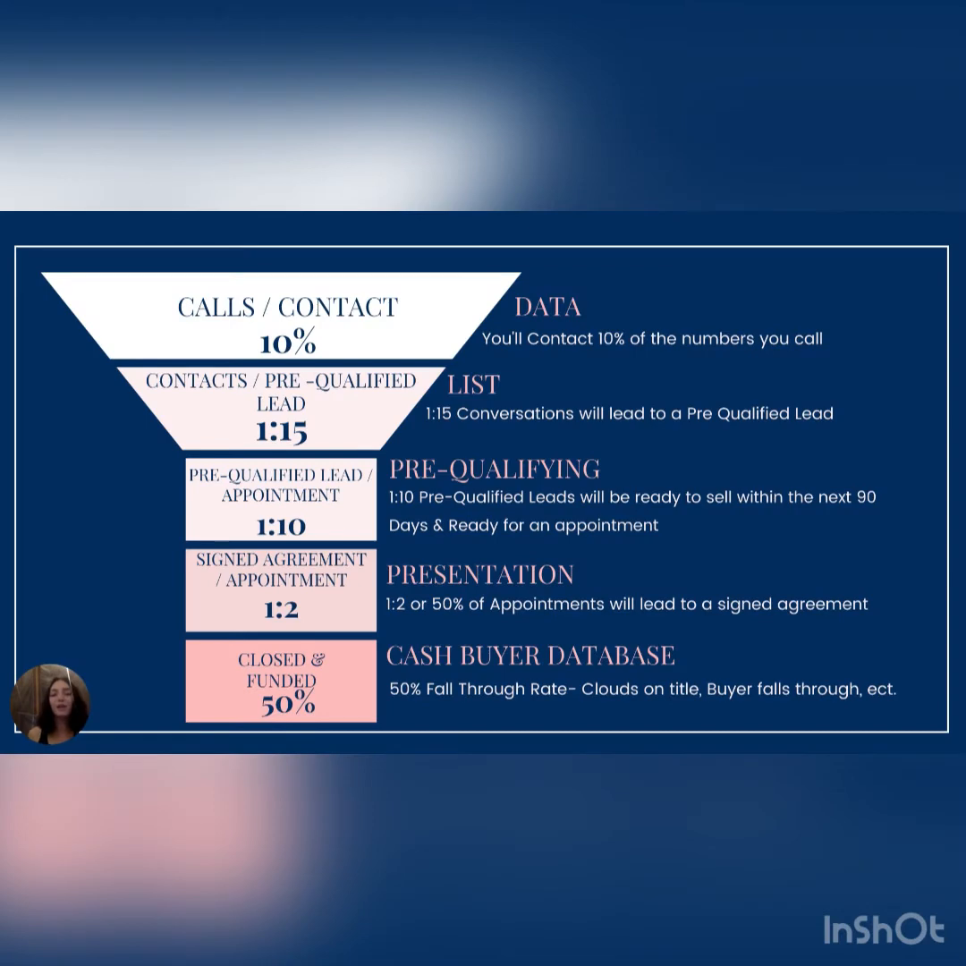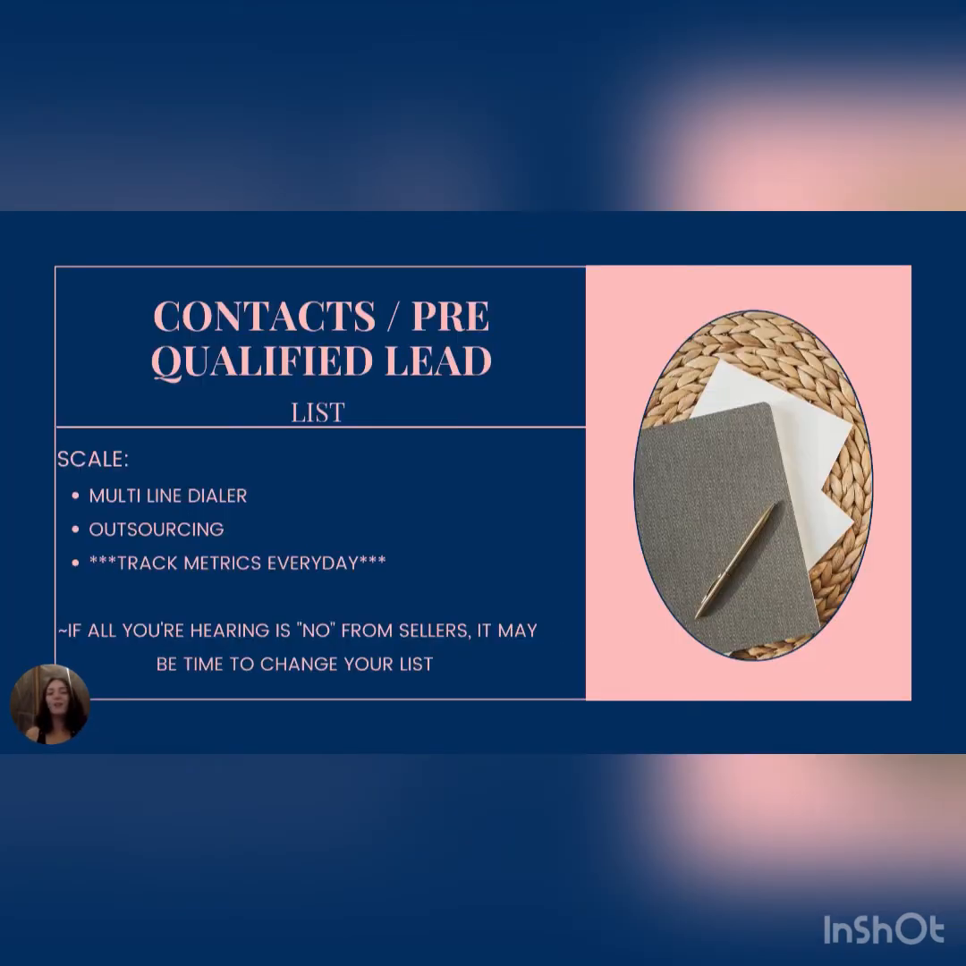So our second measurement in cold calling is the number of pre-qualified leads that we get to the number of people that we contact, okay? And we generally want that conversion to be somewhere around every 15 contacts that we have one lead. Let's look at how we can scale and measure that KPI just a little bit more.